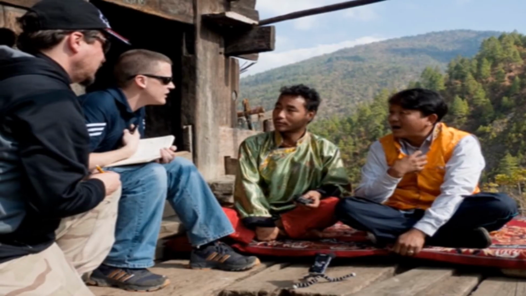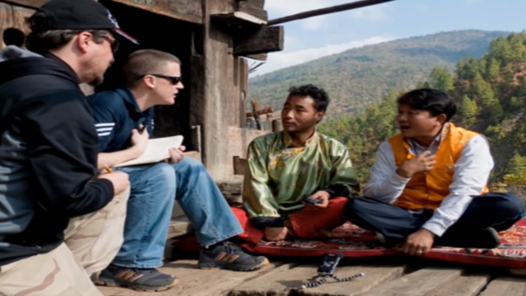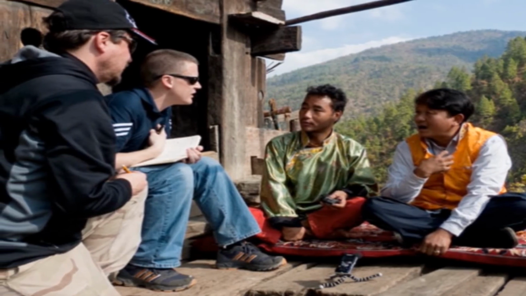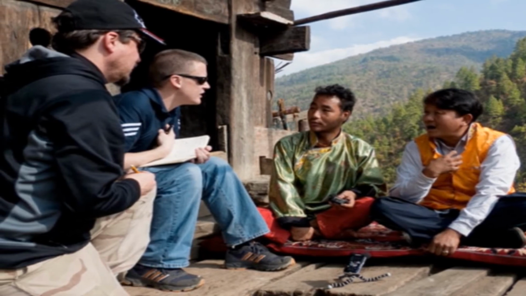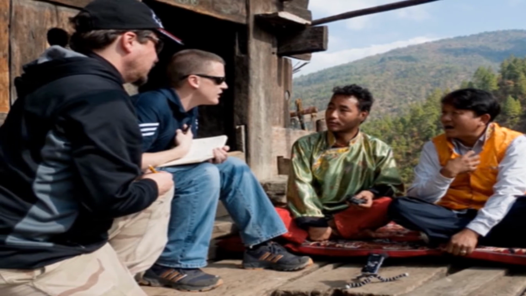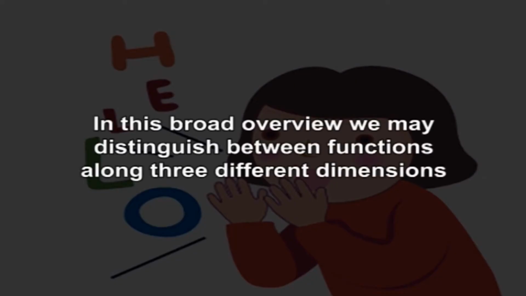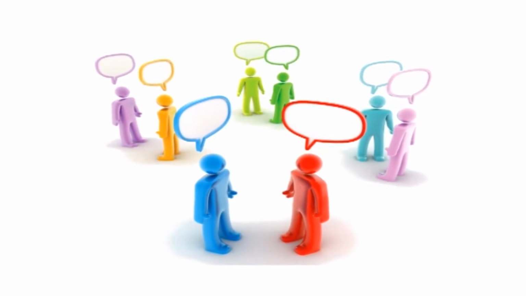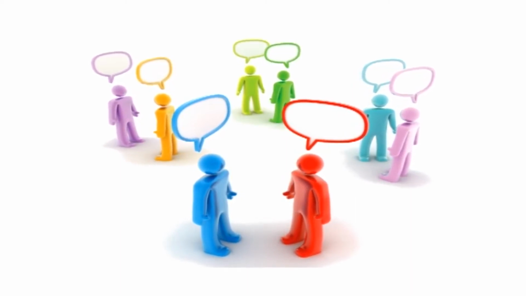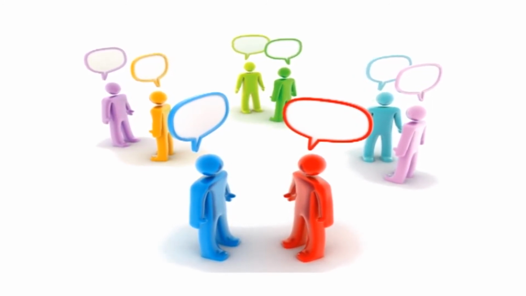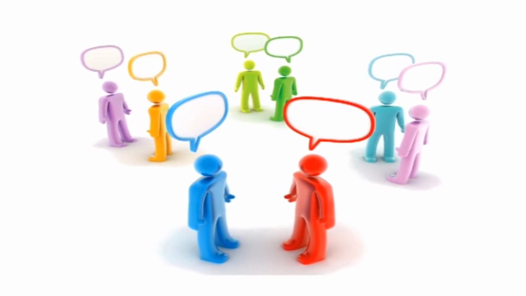Linguists tend to have rather definite preferences for certain theories of linguistic meaning and communication. These theories are certain implicit evaluations of which communicative functions are most important and most characteristic of language. In this broad overview, we may distinguish between functions along three different dimensions. First of all, one should single out the dialogic functions in social interaction from the monologic functions in thinking and other kinds of intra-individual communication.